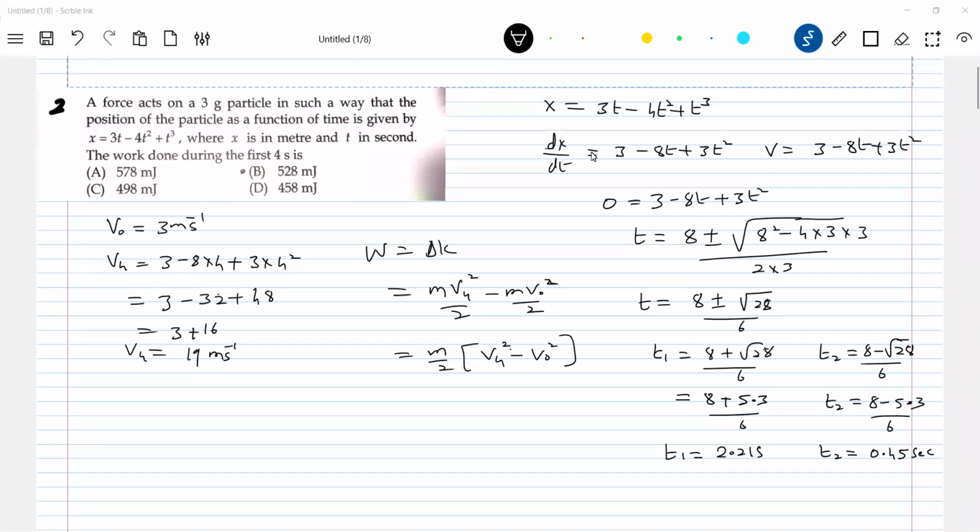I brought this only to study the motion. It's not just moving along a straight line. Somewhere it will come to instantaneous rest twice between 0 and 4 seconds. Does any option match here? 528. You have to check the calculation. I'm just leaving it, verify afterwards. 528 only. Yes, 528. Okay.